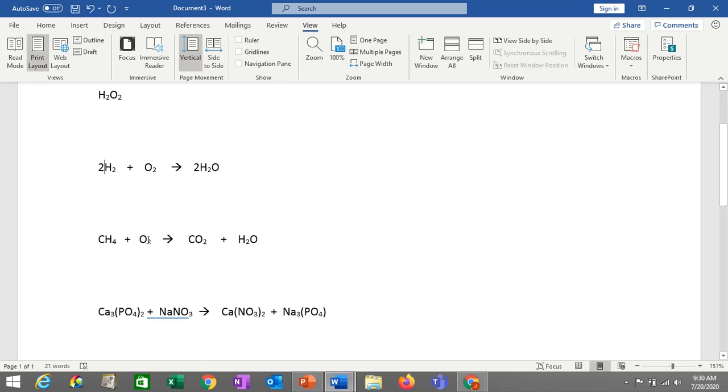You can make this as many oxygens as you want. Whereas if I change this, I'm changing the oxygens, but I'm also changing the carbons. So 1 carbon on the left, 1 carbon on the right. I'm not going to put anything here. Carbons are already balanced. 4 hydrogens on the left, 2 hydrogens on the right. That's not balanced. I'll need a 2 there to give me 4 hydrogens, so I'll do that.